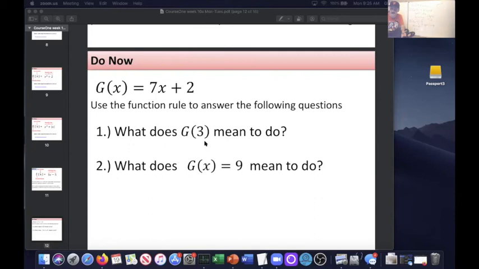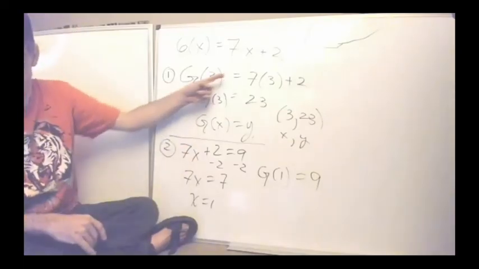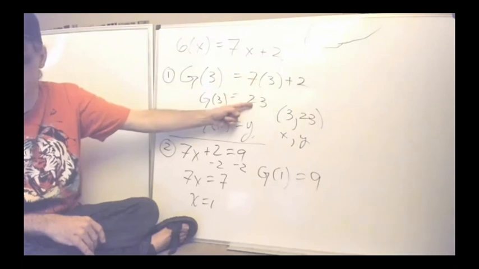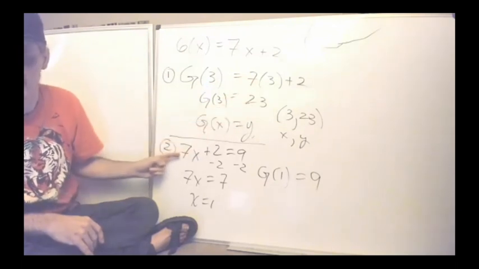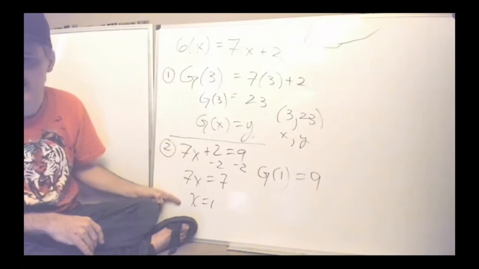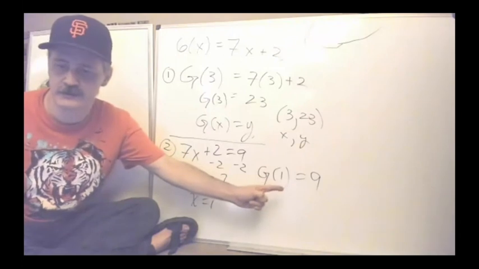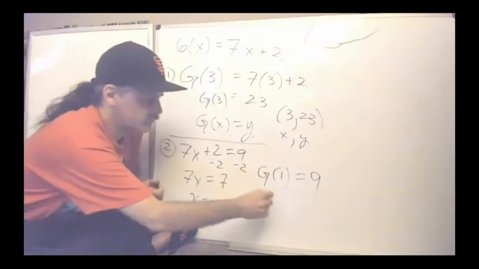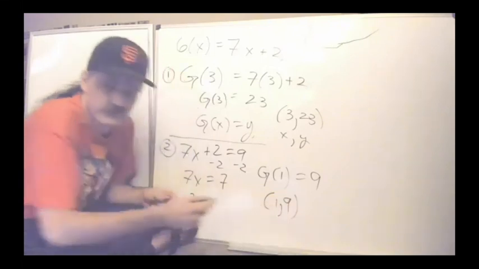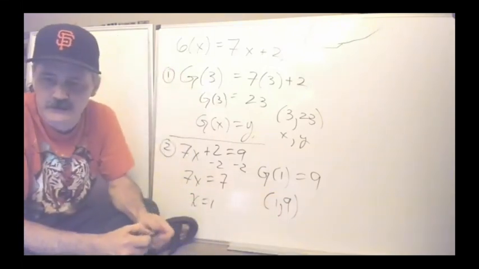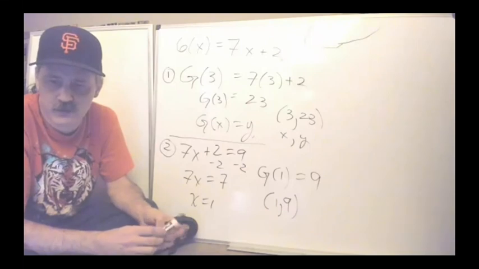The first notation is asking you to use the rule when x is 3. The second notation is asking you to find the x if the rule equaled 9. That's the two different things. So here we put the 3 into the rule, we got 23, that's the first. Here we put the rule equal to 9, we solved, we got 1, so that means we had to use an x of 1 to get the result of 9. And that's what this means. And again, this is just another way of writing x comma y pair coordinates. All right, so that's one way these symbols are used.